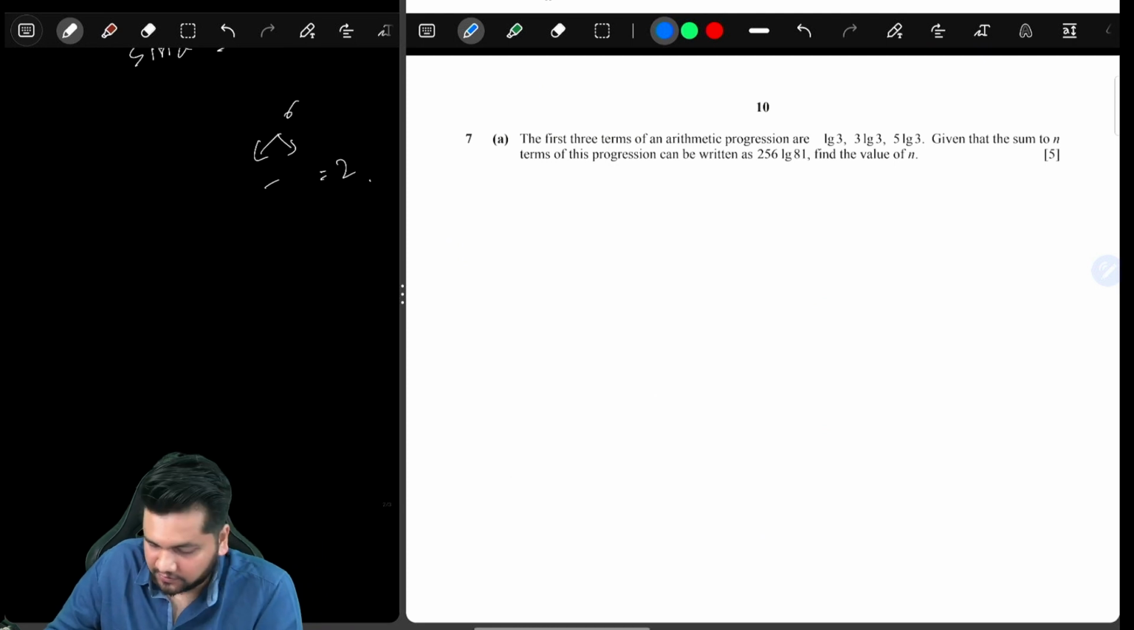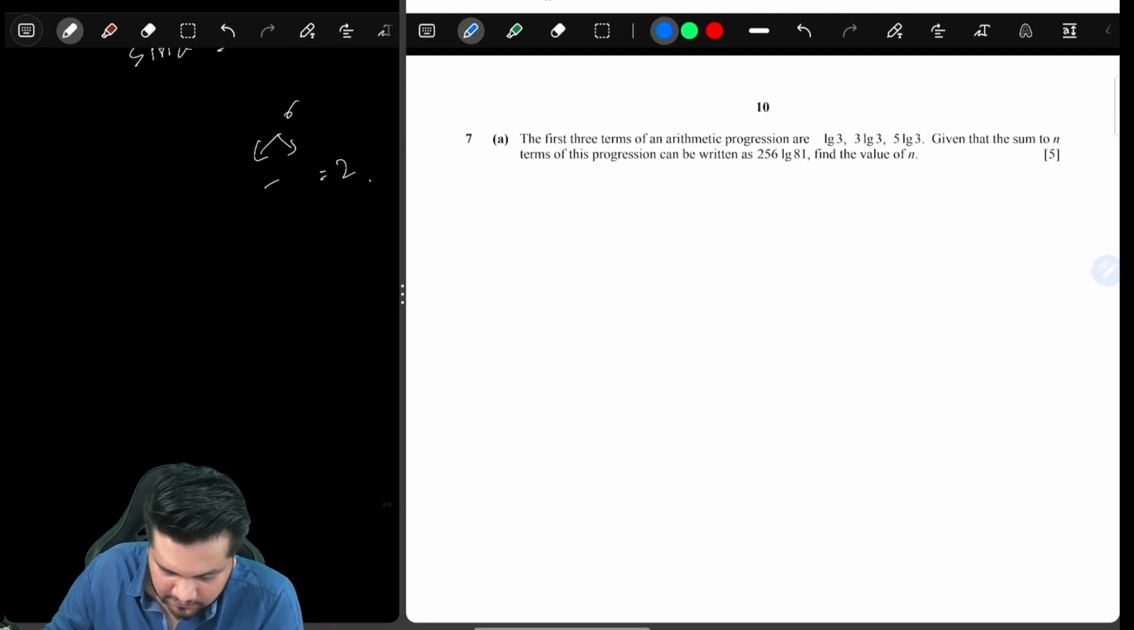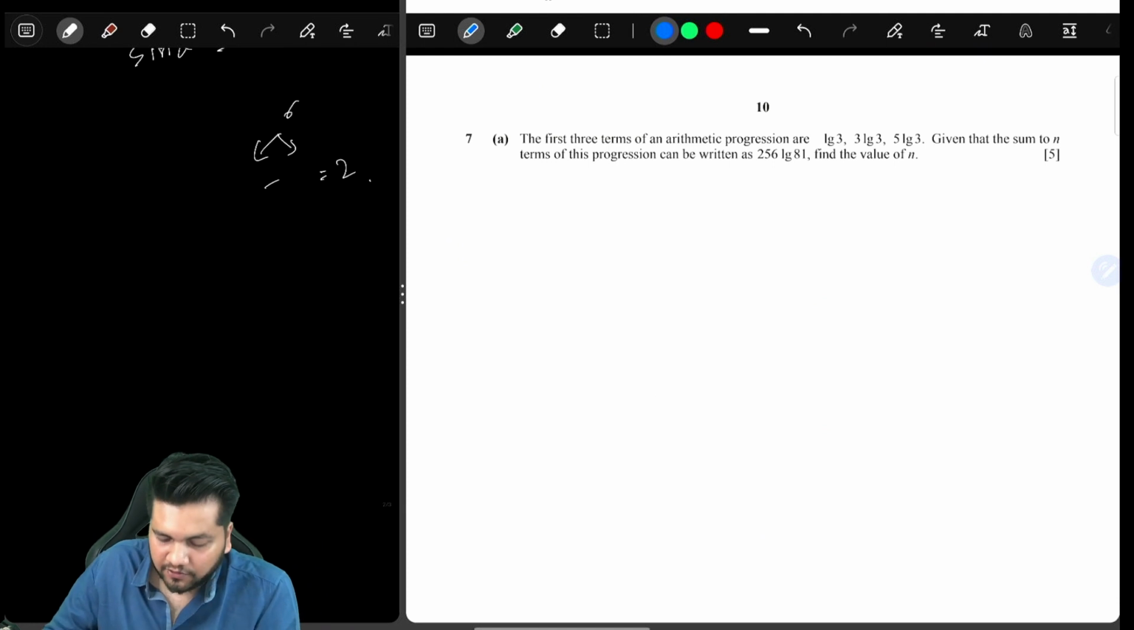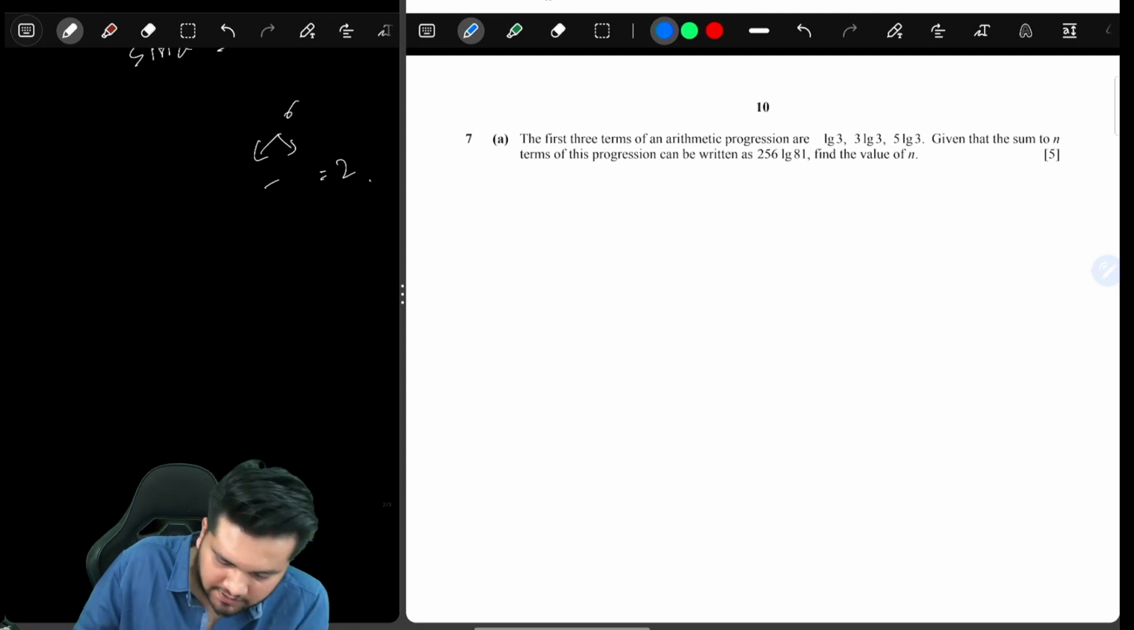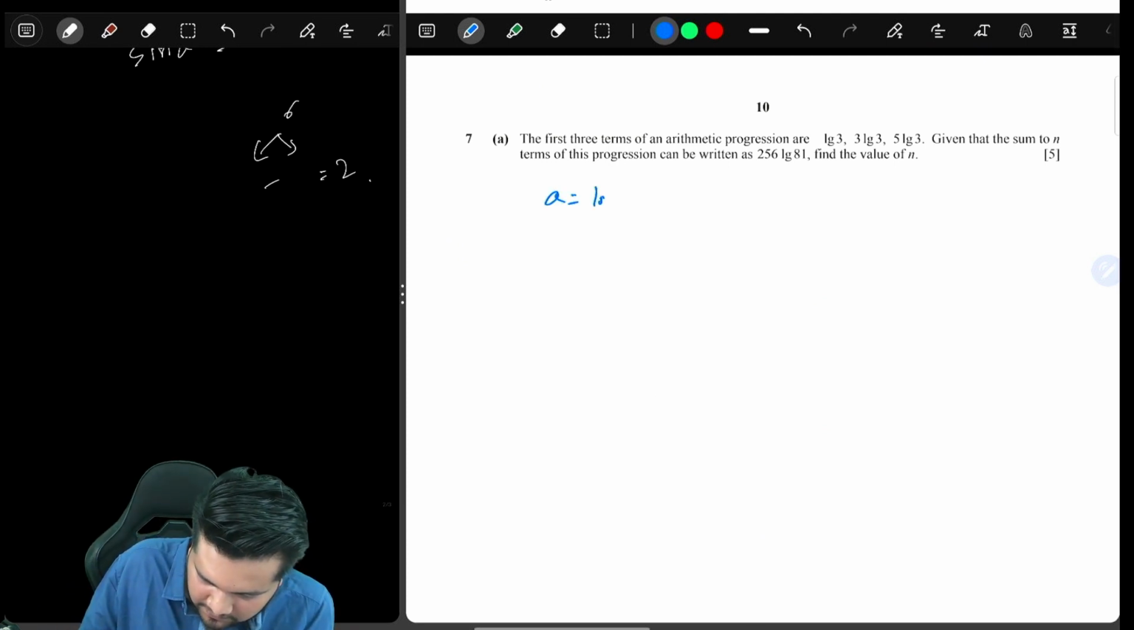Now next. The first three terms of an arithmetic progression are log 3, log 3 to the power 3, log 3 to the power 5. Given that the sum to n terms of this progression can be written as 256 log 81, find the value of n. So obviously you'll have to use the sum of AP. Here, as you can see, the first term is log 3, and the second term, U2, I will consider as 3 log 3.